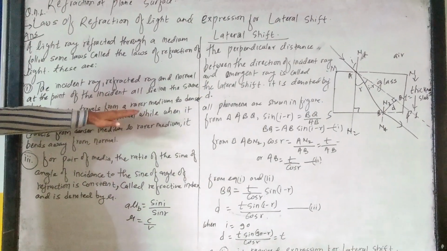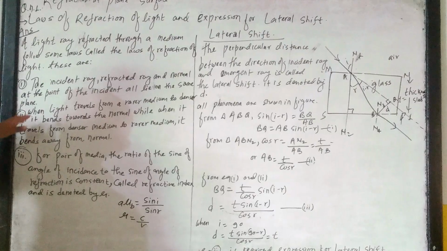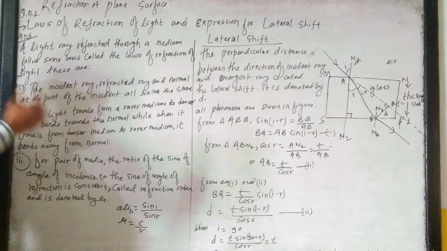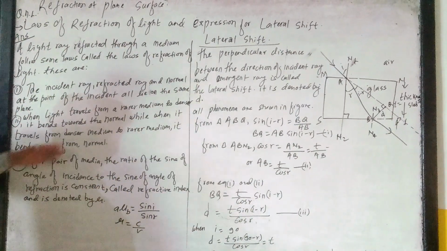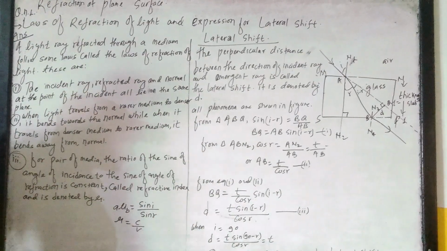When light travels from the rare medium to the denser medium, it bends toward the normal. While when it travels from the denser medium to the rare medium, it bends away from the normal.